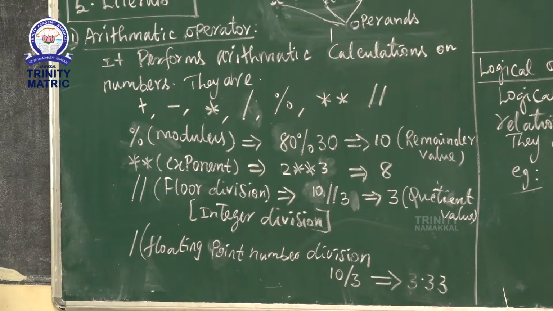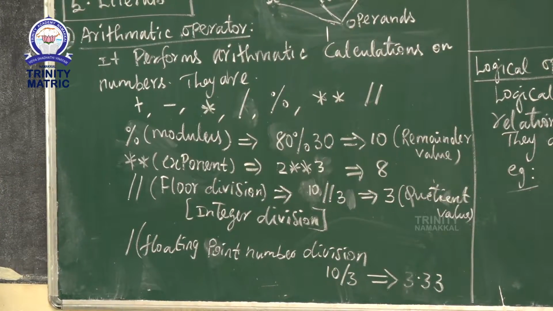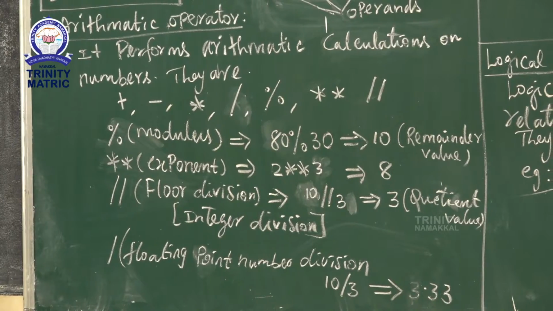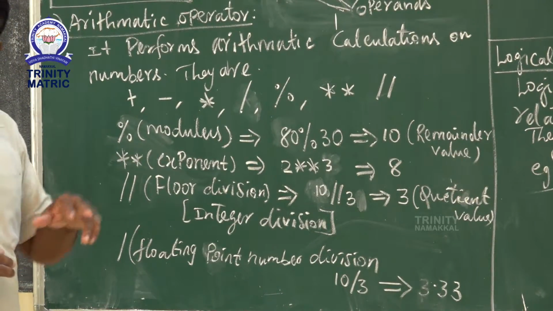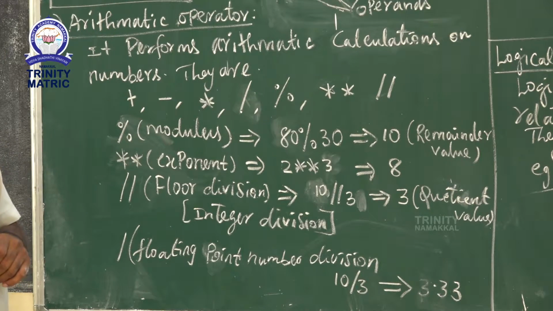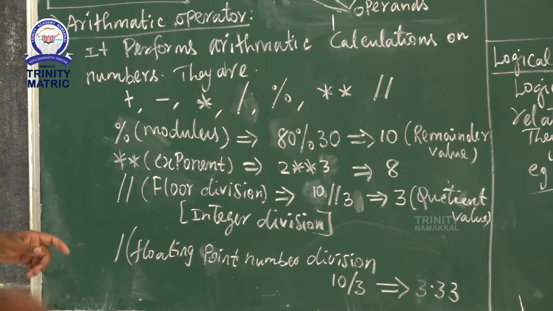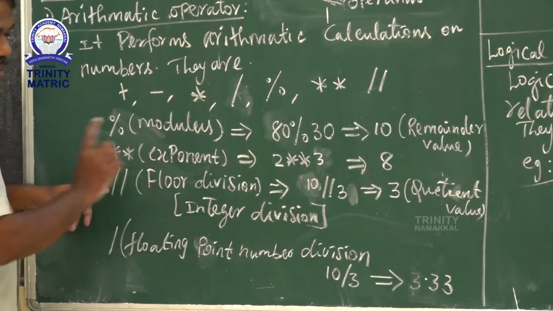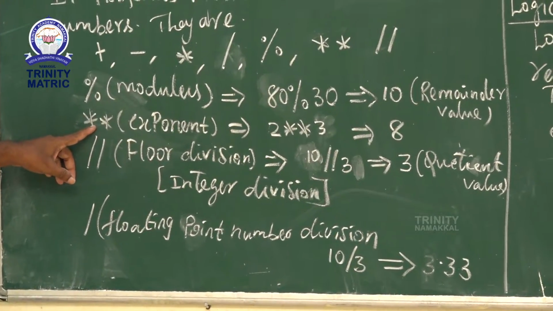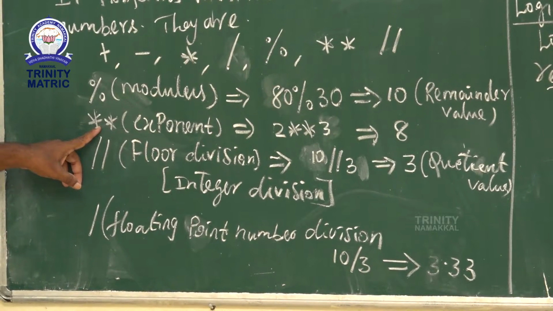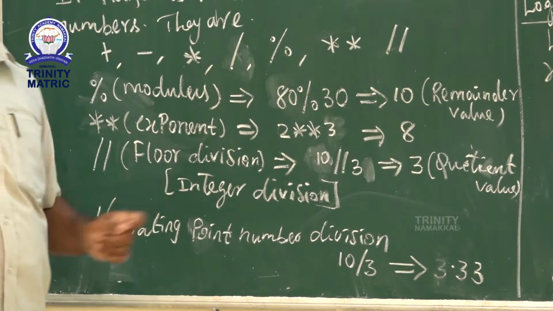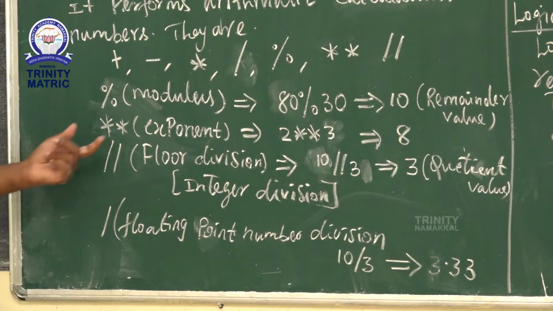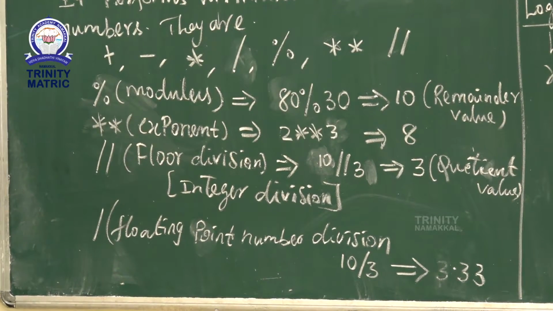But here you should learn 2 extra arithmetic operators compared to C++ in 11th standard. In 11th standard C++, there is no floor division operator and exponent operator. For exponent purposes, for power purposes, we used the power function in C++. But in Python, we have a separate operator for exponent.